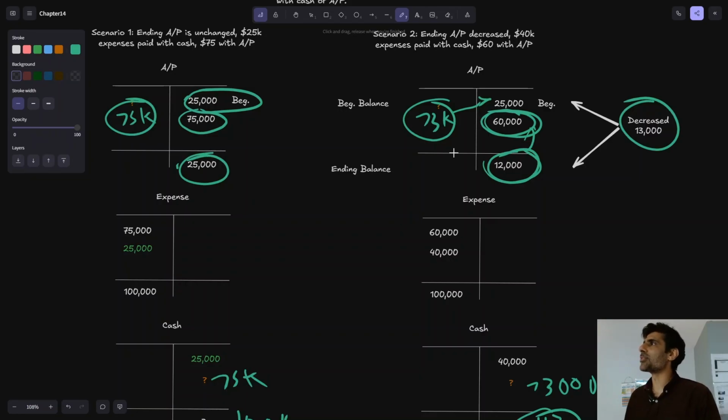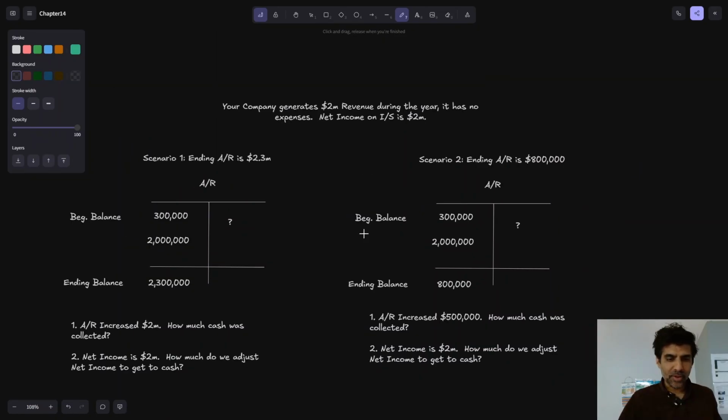Most people don't really look at the adjustments too closely. They just look at the cash flow, like the end product. But I think it's important to understand what's going on. There is information in the changes in these accounts. There is information there. Now let's look at some other scenarios.